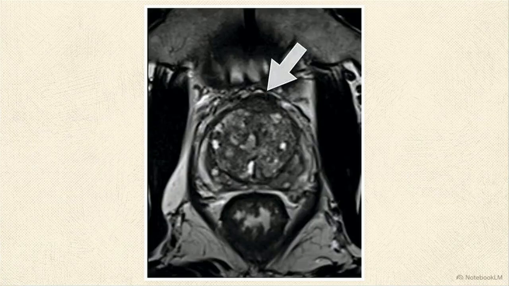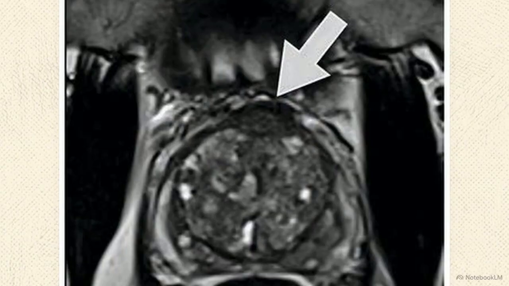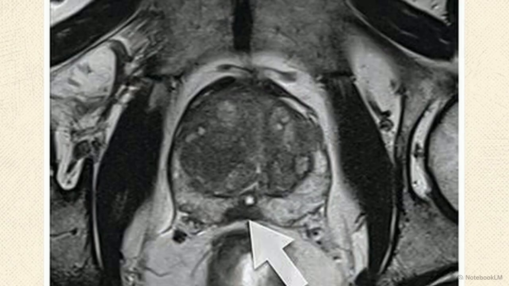The large white arrow points to a symmetric, dark midline lesion that closely resembles normal central zone tissue. However, this is actually a biopsy-proven cancer, mimicking normal anatomy. Contrast that symmetrical mimic with the lesion shown here.